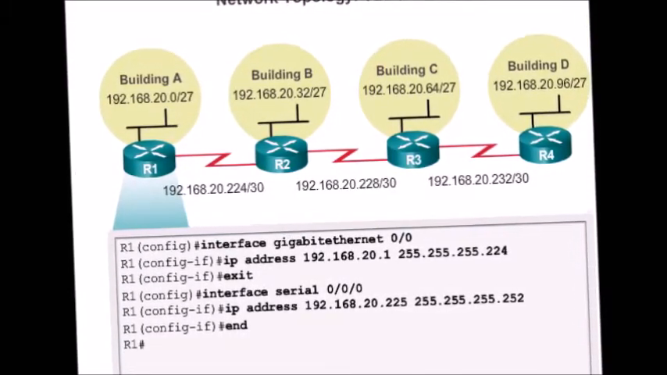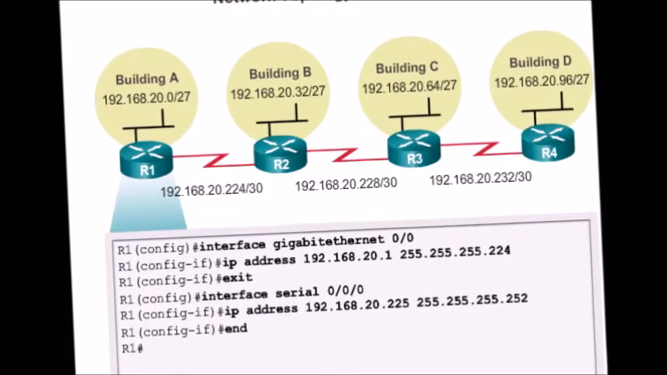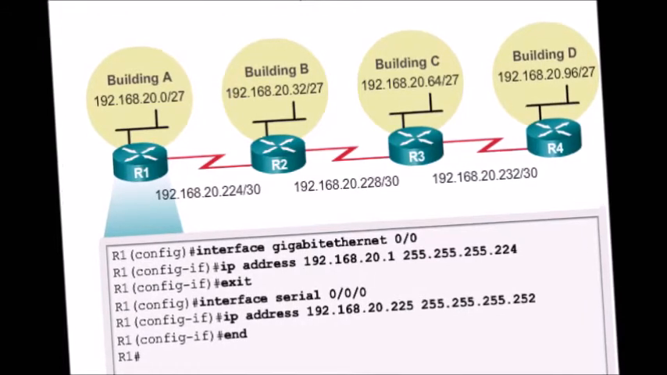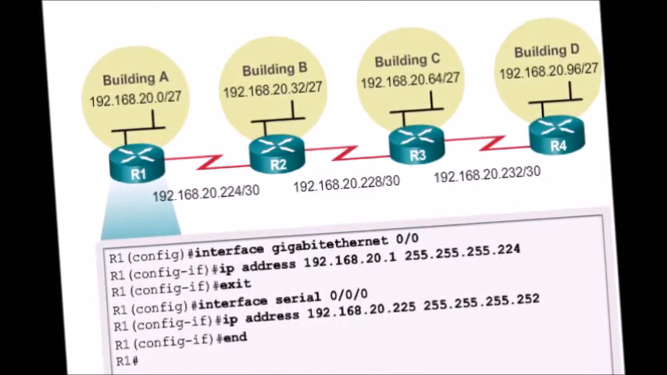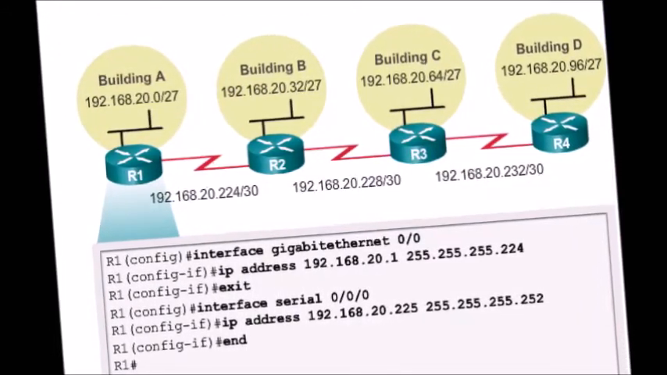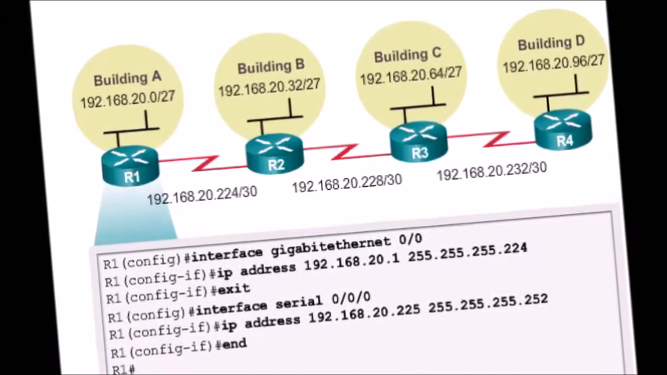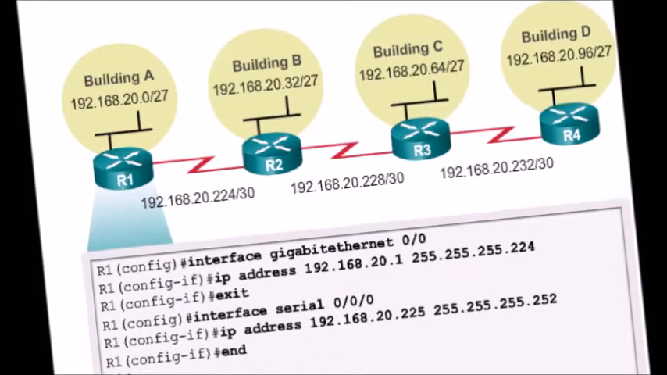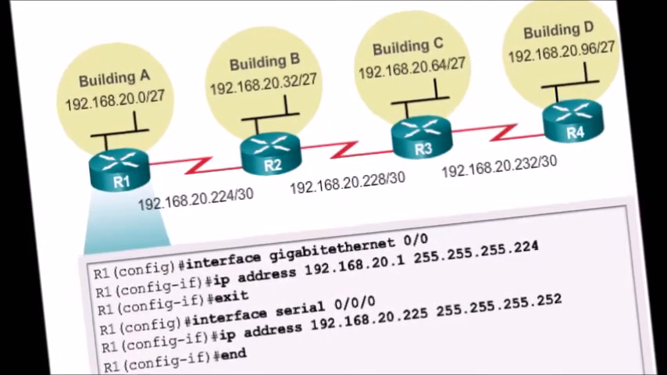In the image, the hosts in each of the LANs will be assigned a valid host address within the range of that subnet with /27 masks. Each of the 4 routers will have a LAN interface with a /27 subnet and one or more serial interfaces with a /30 subnet.